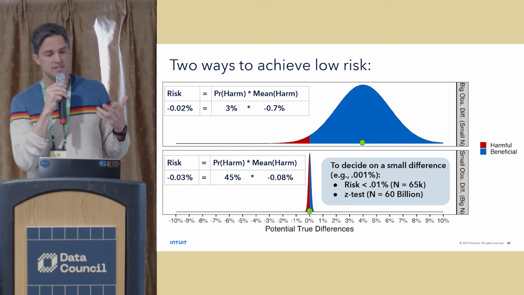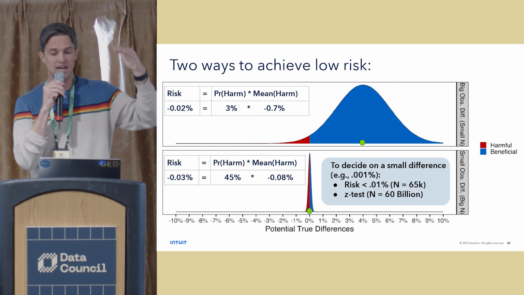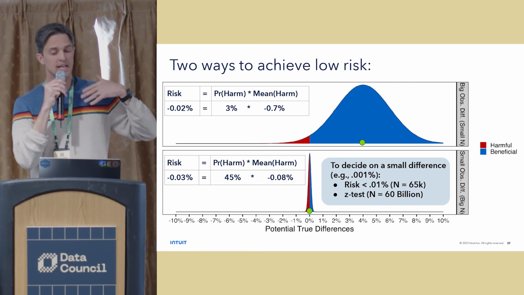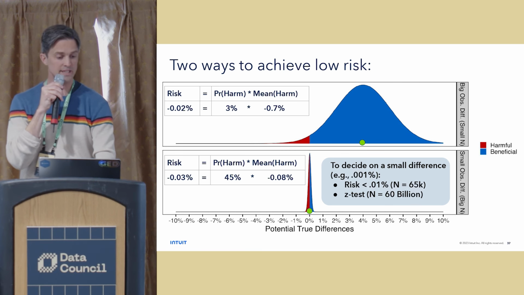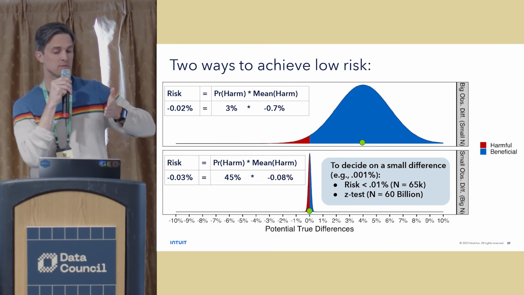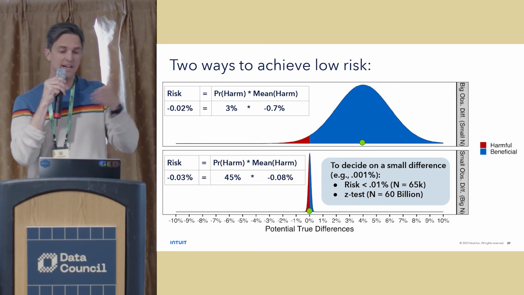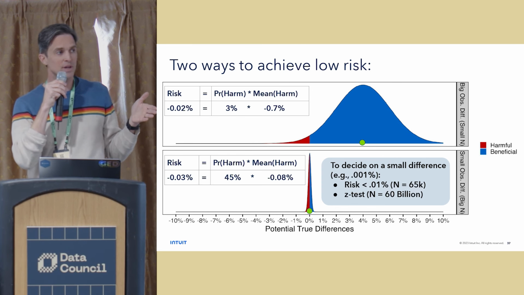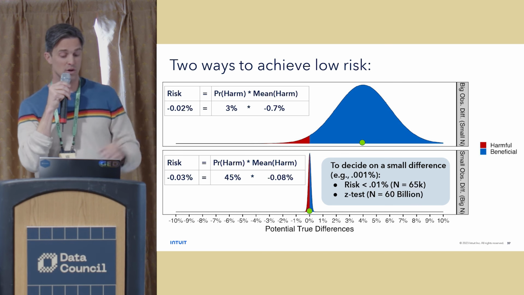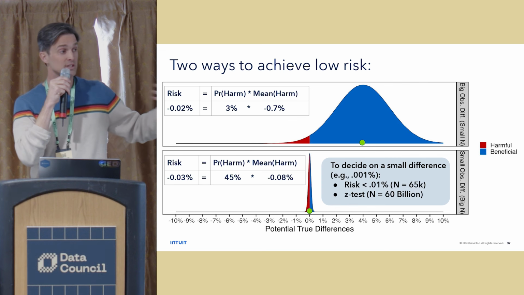And I want to offer that there are two ways to achieve low risk in a test. In the top plot, you've got a large observed difference with a small sample. This results in low risk because it essentially drags the posterior distribution away from zero. There's still a lot of uncertainty about the true effect. It could be anywhere in that distribution, but you can be very confident that there's a low probability it's harmful, and, weighted by the magnitude of that harm, it's a low risk decision.